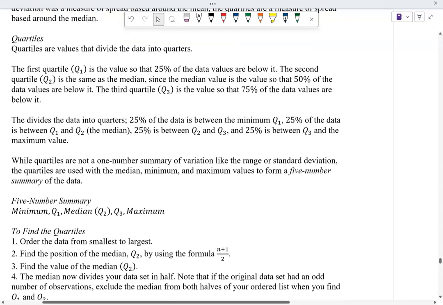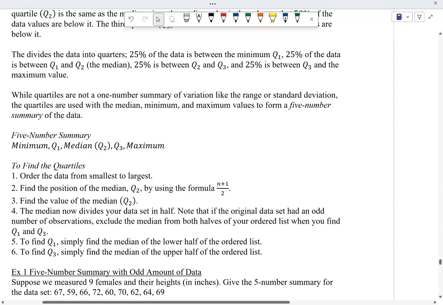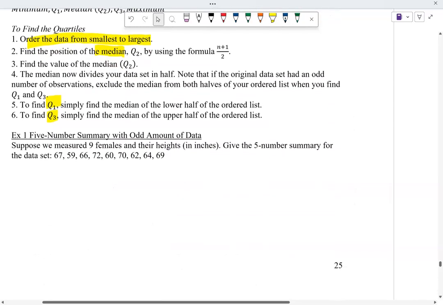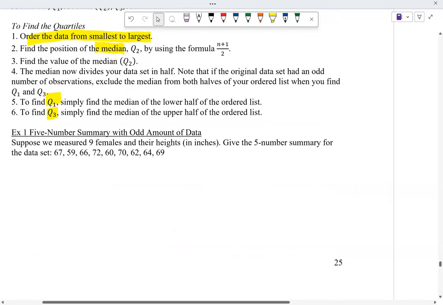To find your quartiles, we're going to order the data, number one. We're going to find the median, number two, and then that'll divide it in half. And we're going to find the median of the first half of data. That'll be our quartile 1. And the median of the upper half of data will be our quartile 3. And we'll also put our min and max on there. It's probably best to just show you an example here.